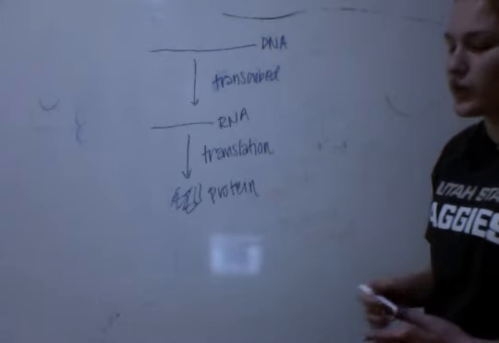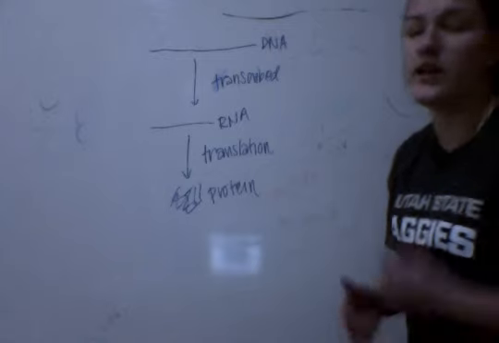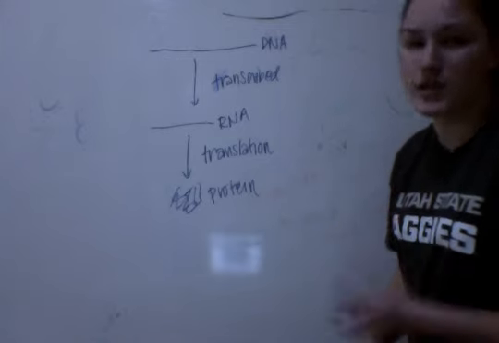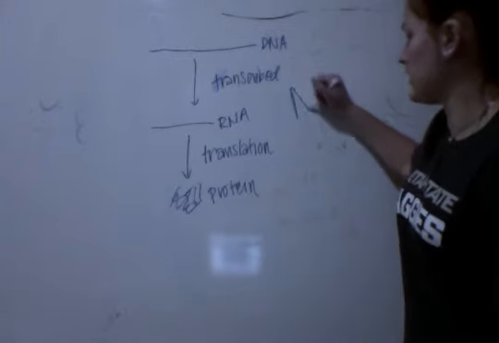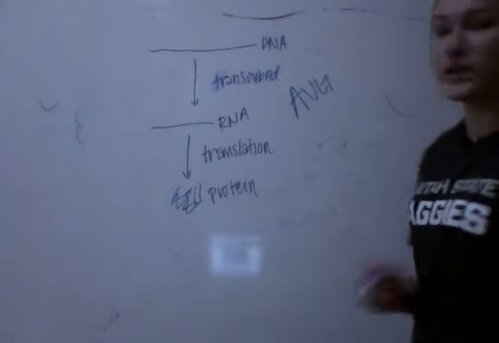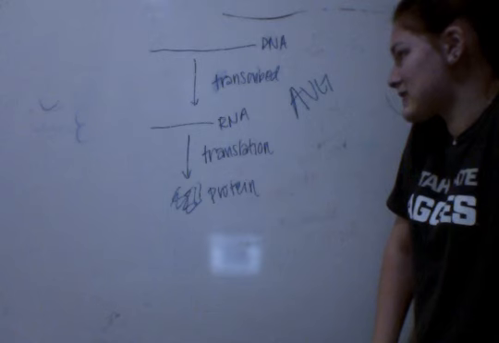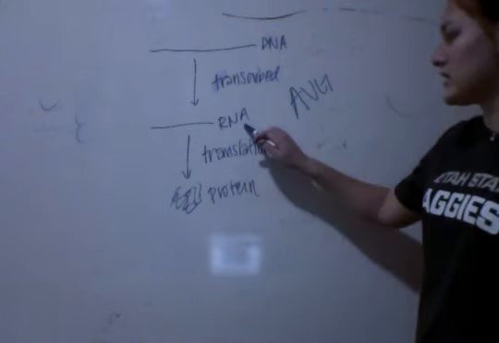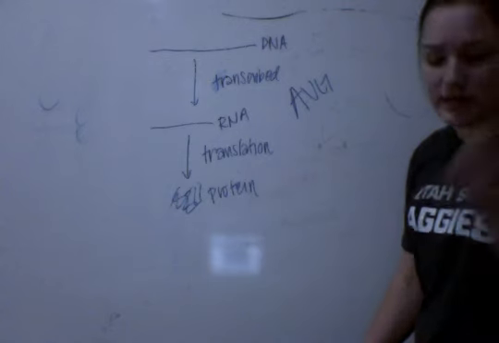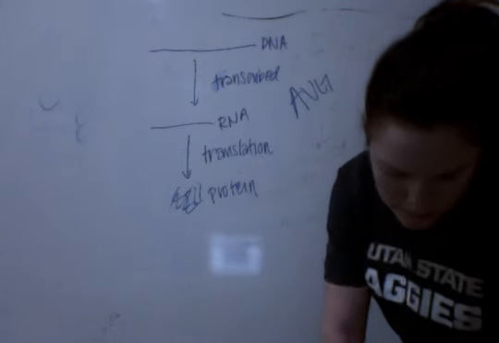A good thing to remember is the start codon. If she asks you what AUG is, start codon. AUG. Always a start codon. So right here is going to be your mRNA. There's 3 different types of RNA. I really think she goes over this later.